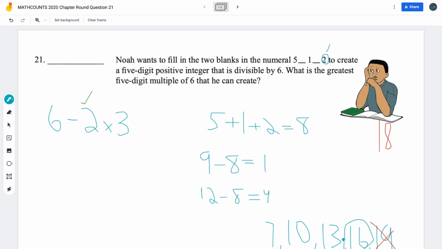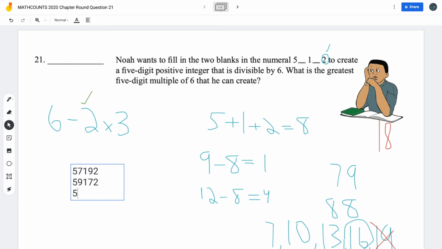So how many ways can we get 16? We can get 7 and 9, and 8 and 8. As you know, you can reverse the order of the numbers. So our 3 current options are 57192, 59172, and 58182.